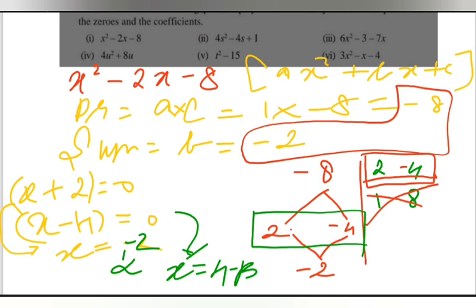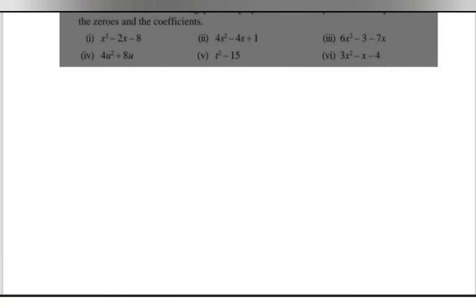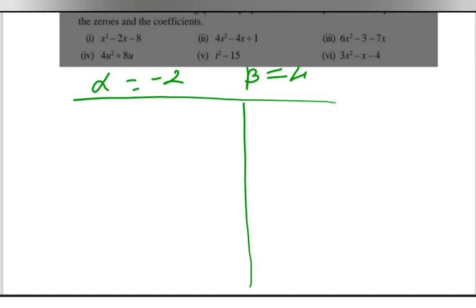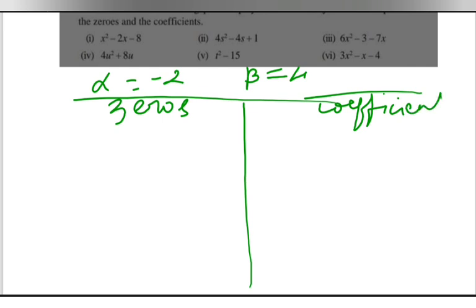Now we will be seeing the relationship between them. We got alpha as minus 2 and beta as 4. Now to find the relationship we should draw a simple line. Like this we should draw. Here we should write zeros, and here we should write coefficients. So we should set the relation between them. That's the question, and we have to prove it. Zeros and coefficients. To find the relationship we should use the product and sum of the polynomial.